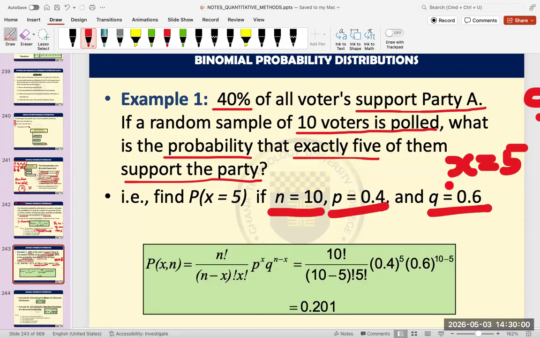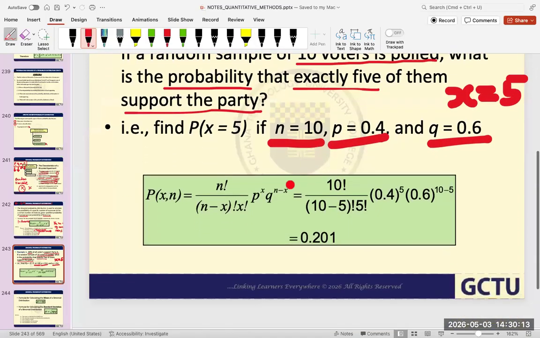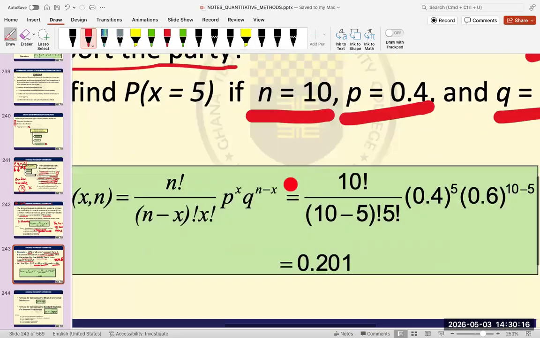And so we have all the 4 variables now. We have X to be 5. We have Q to be 0.6. We have P to be 0.4. We have N to be 10. So we can do this calculation.